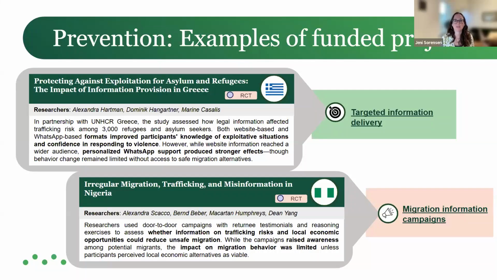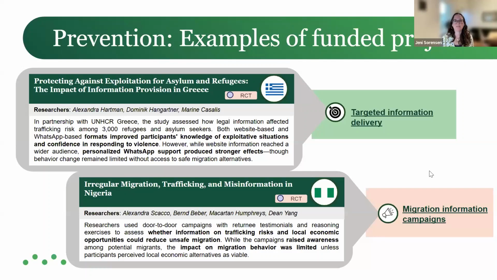And then with the migration information campaigns, we helped to support the impact evaluation for a program in Nigeria. And this showed that there was an impact on the awareness of potential migrants traveling in the migration corridor from Nigeria up to Europe, the Mediterranean route, but the actual impact on migration behavior was limited, because if there were not economic alternatives available in the home states that were studied, then people were still going to migrate. So they understood the risks, but they didn't feel like they had a choice.